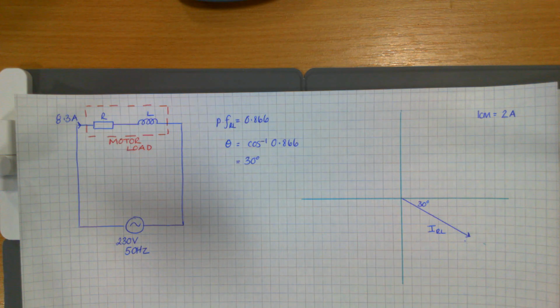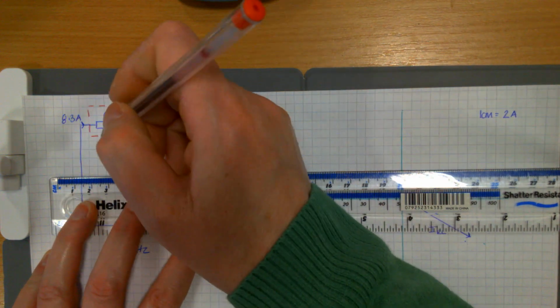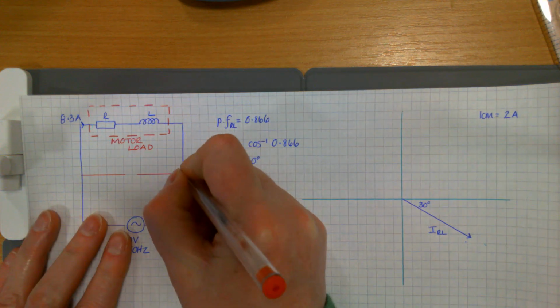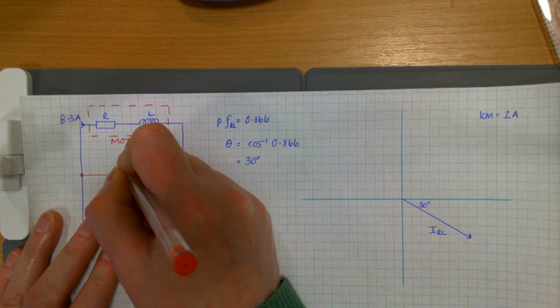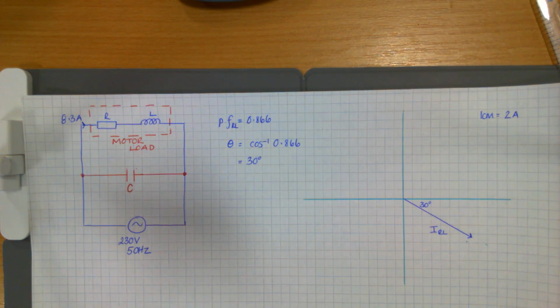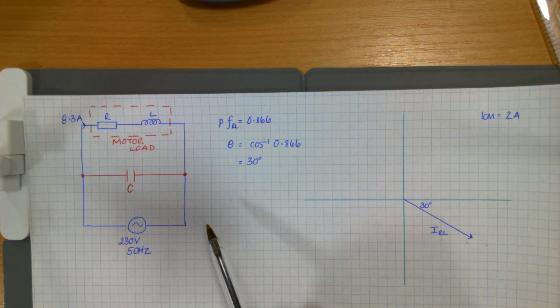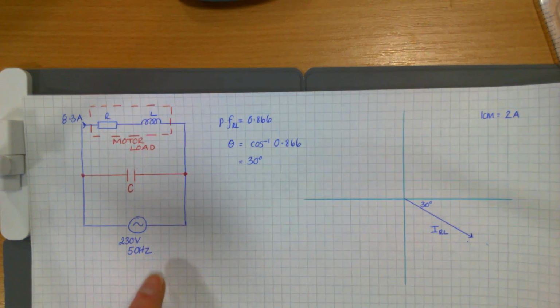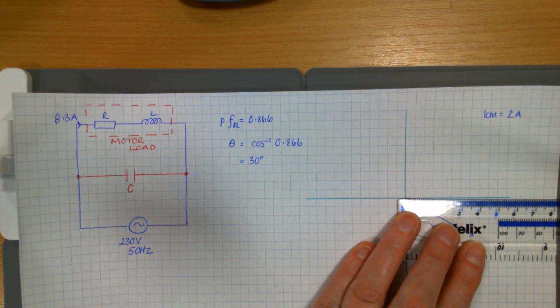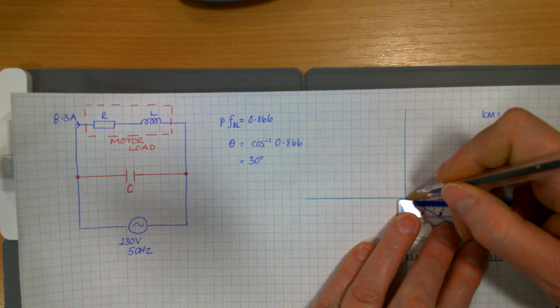Now what they're asking you to do is to work out what value of capacitor you could connect in here that would improve the power factor from 0.866 to unity, unity being 1. So you want to correct the power factor to 1. To correct the power factor to 1, you have to have your VS and your overall IS in phase. So your VS, that's that 230. I'll mark that in here as well.